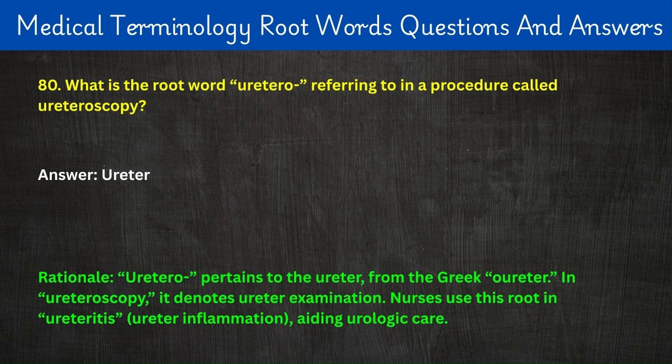80. What is the root word uretero referring to in a procedure called ureteroscopy? Answer: ureter. Rationale: Uretero pertains to the ureter, from the Greek ureter. In ureteroscopy, it denotes ureter examination. Nurses use this root in ureteritis, ureter inflammation, aiding urologic care.